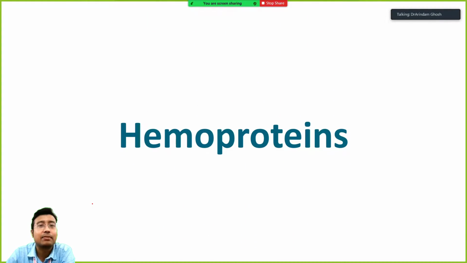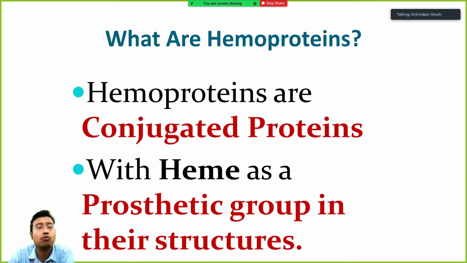We will start with hemoproteins. So what are hemoproteins? The definition is very easy. Two important factors: hemoproteins are conjugated proteins. Conjugated protein means the protein has something else conjugated with it, a prosthetic group. And what is that prosthetic group? It is heme. So hemoproteins are proteins that contain heme, simple as that. Remember, hemoproteins are conjugated proteins with heme as the prosthetic group, right?